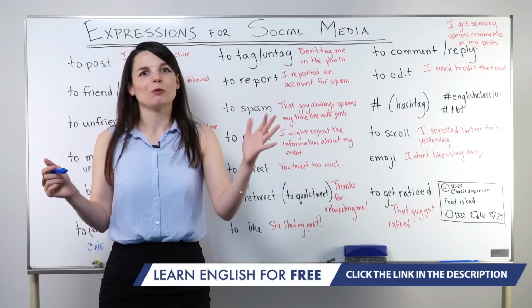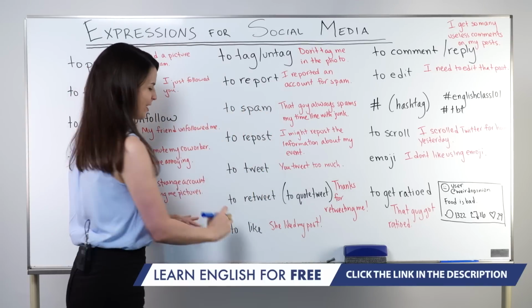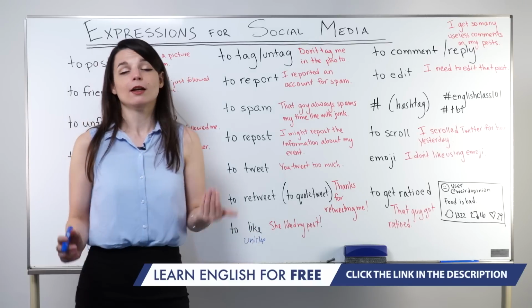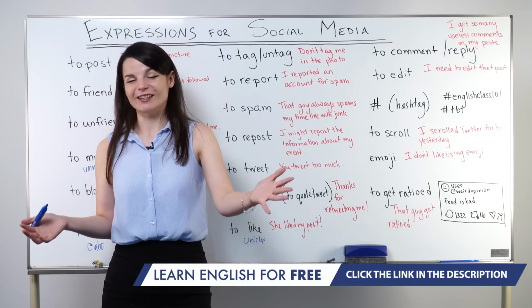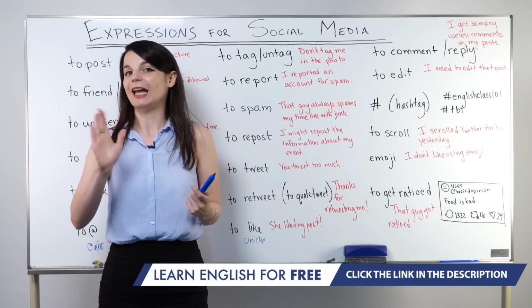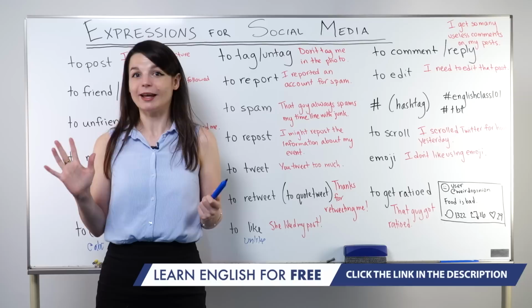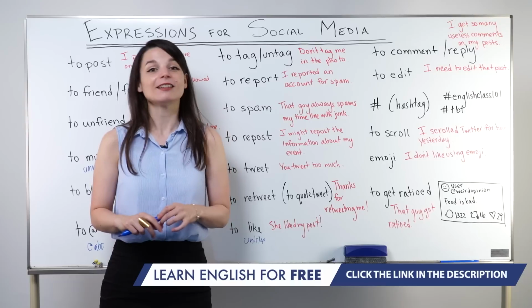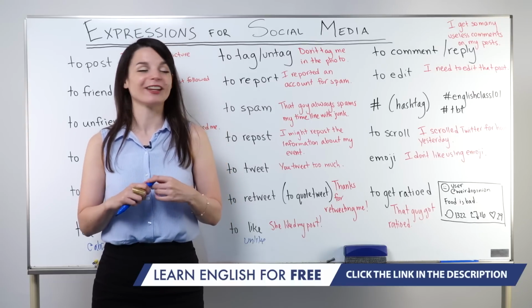And of course, if you want to remove a like, you can say to unlike something. But generally, when we like something, it stays there, I think. So to like something just means to mark that you liked a post, or you liked a tweet, you liked a picture on Instagram. For example, she liked my post, or he liked my post. So that's a very general thing.